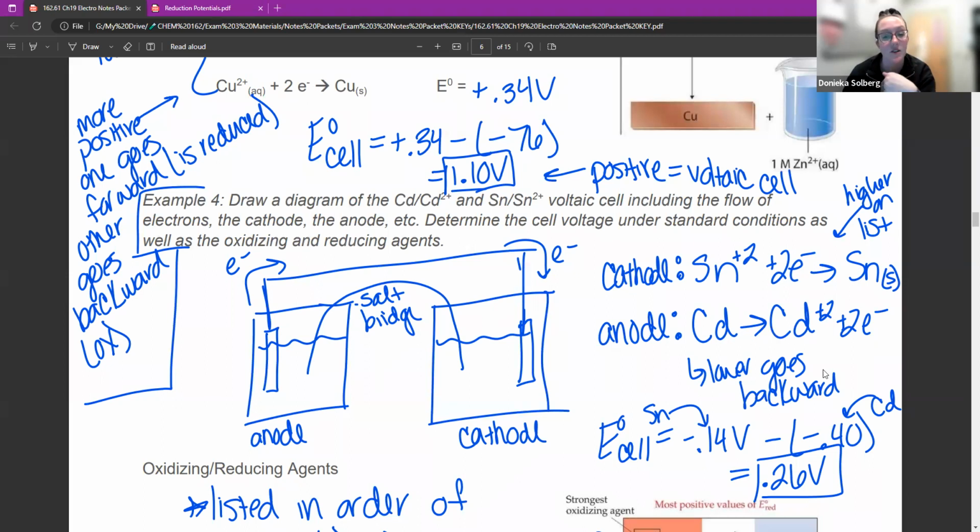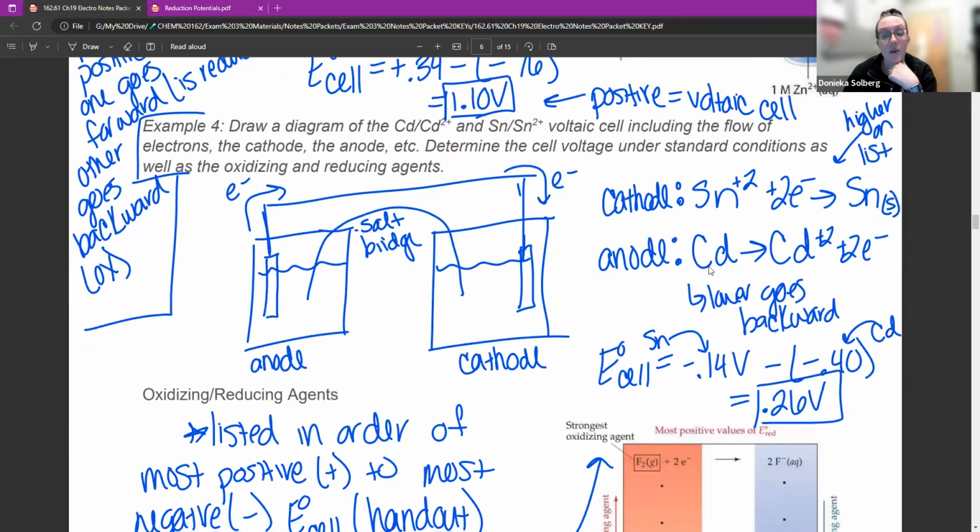So cadmium is actually going to turn into Cd2+ plus 2 electrons. And that one is negative 0.40. So negative 0.14 minus negative 0.40 gives me 0.26 volts. If it's not positive, then it's not a spontaneous reaction. So make sure you get a positive value for any voltaic or galvanic cells.